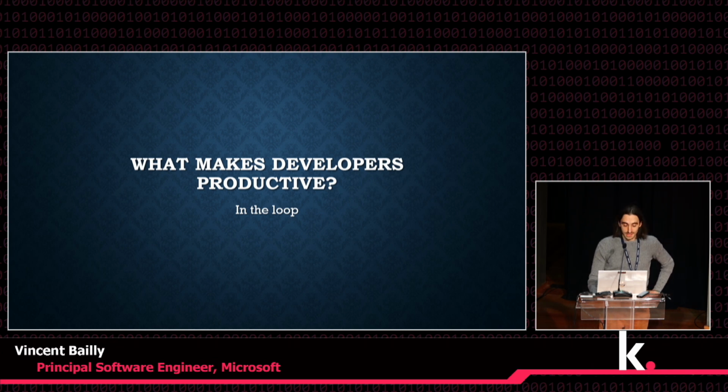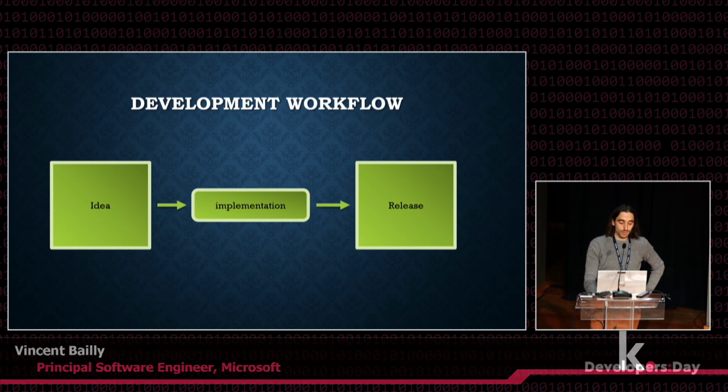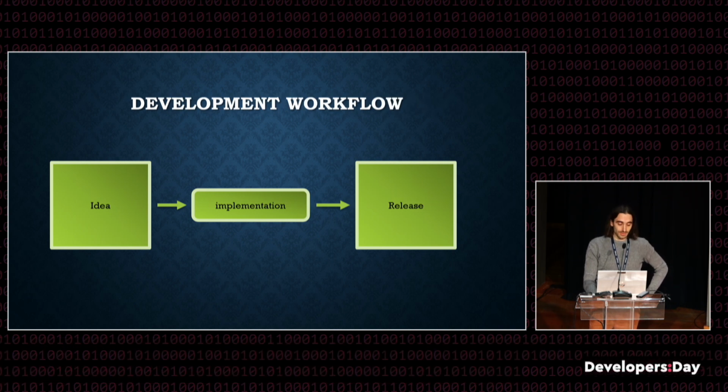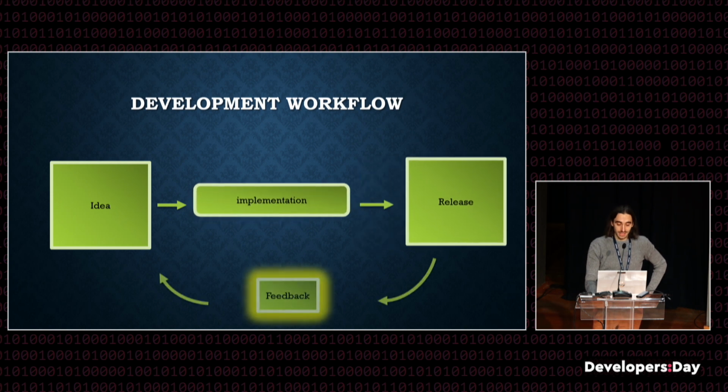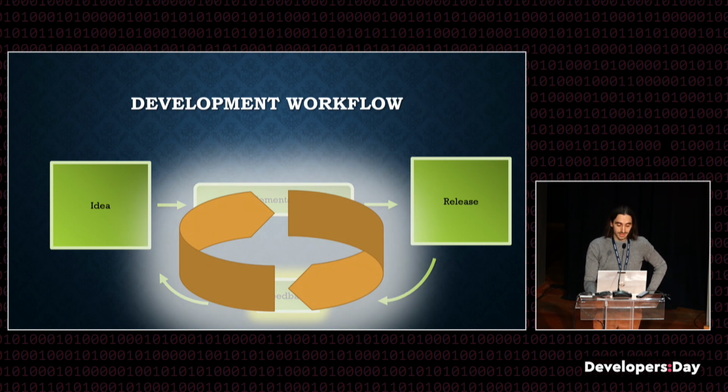So to get started, let's have a look at how we look at productivity. So the most simple developer workflow is as follows. You go from an idea to implementing and releasing that idea. And then when this is done, you typically get some kind of feedback, and then you start all over again. And so if you follow the arrows, you see that this makes a loop or a circle.